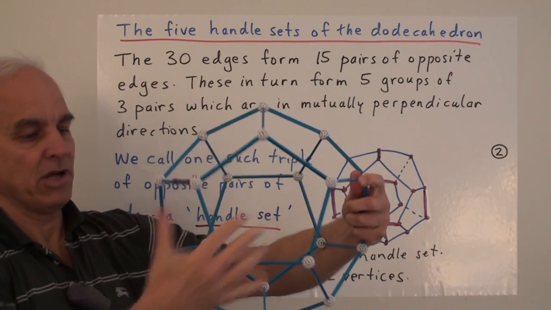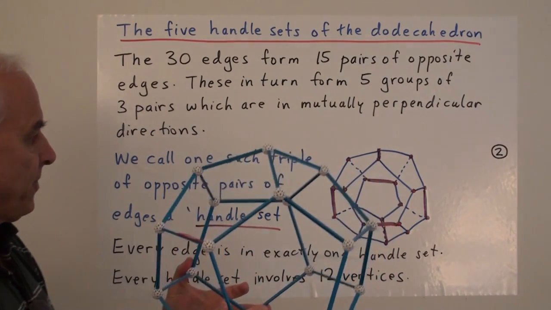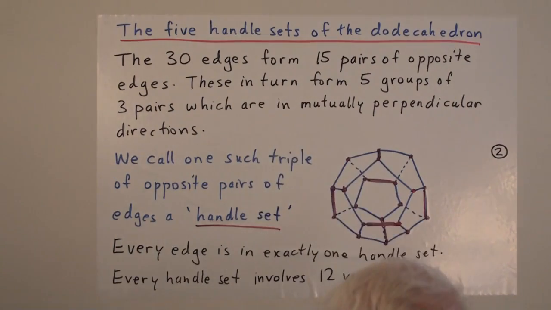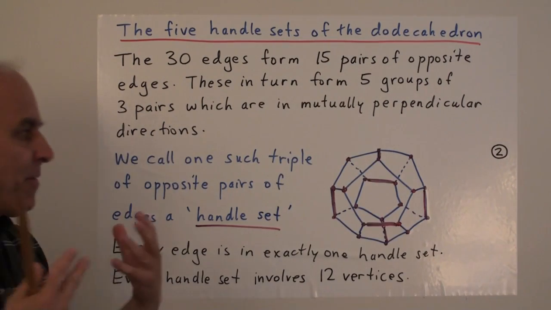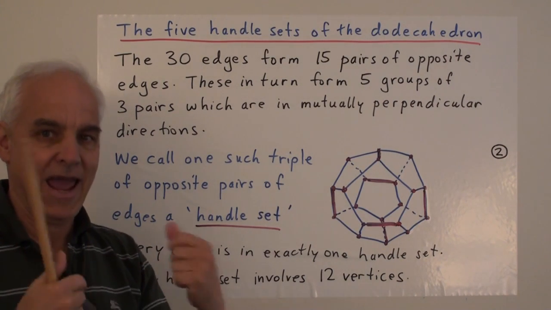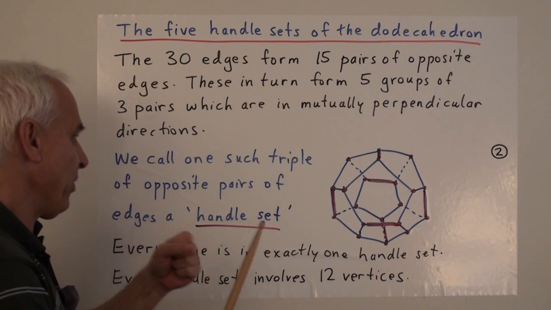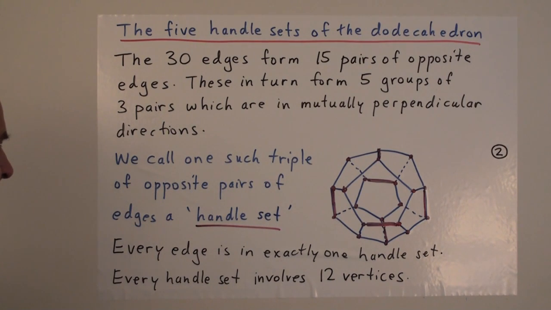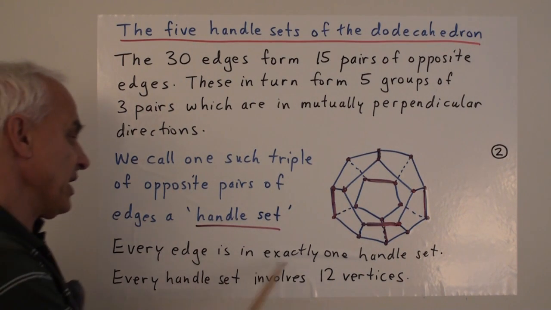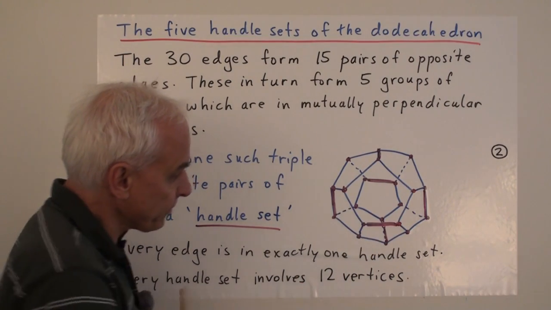They're kind of symmetrically placed around the dodecahedron. And these 3 pairs of opposite edges together I call a handle set. So that's what the handle set is. It's this triple of opposite pairs of edges. Now every edge is in exactly one handle set because a handle set is determined by an edge.